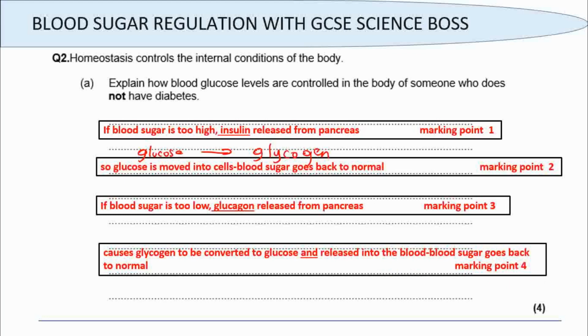Make sure that when you're answering your questions for GCSEs, it is allowed for science for you to do bullet points. You can see exactly where you're getting the marking points from here.